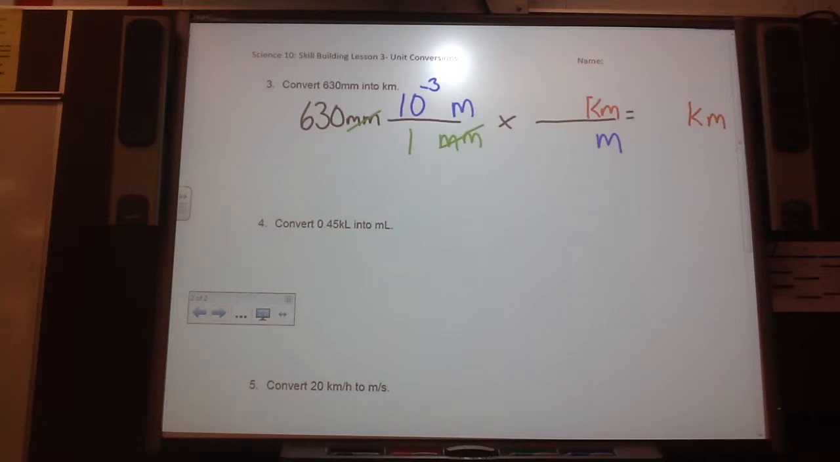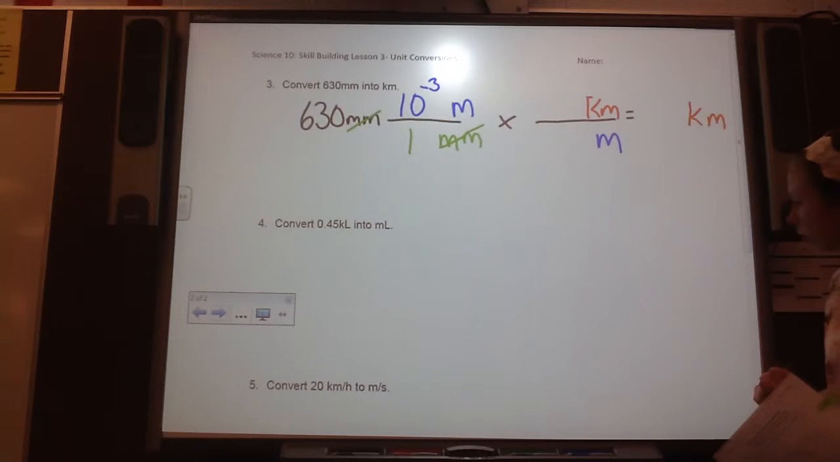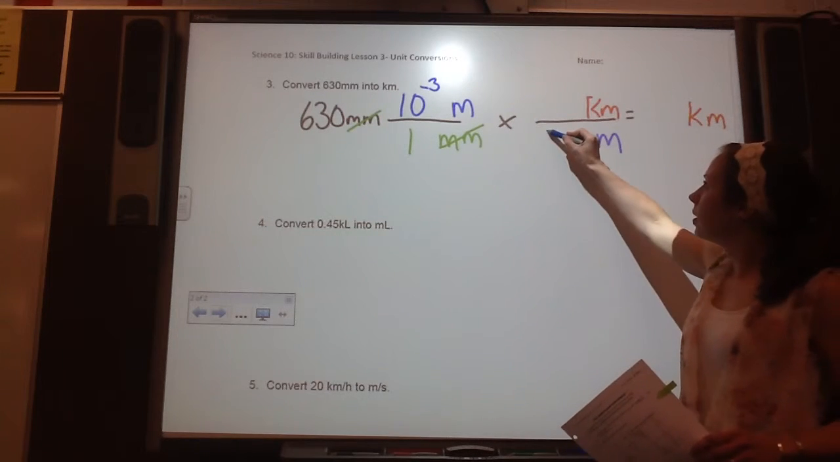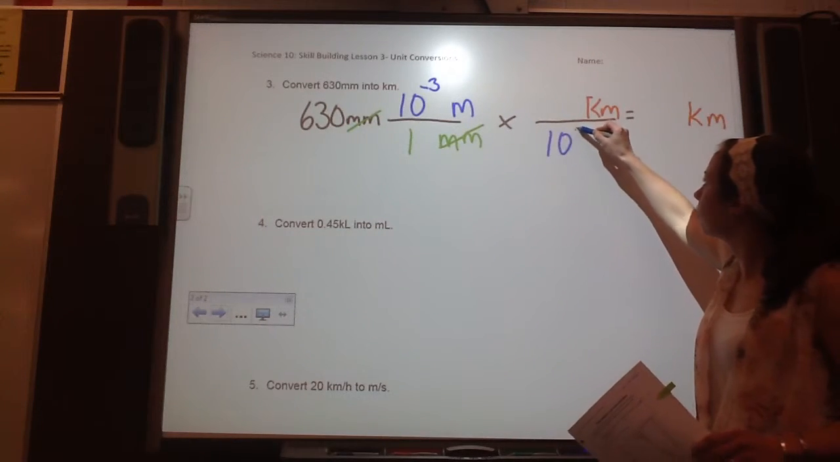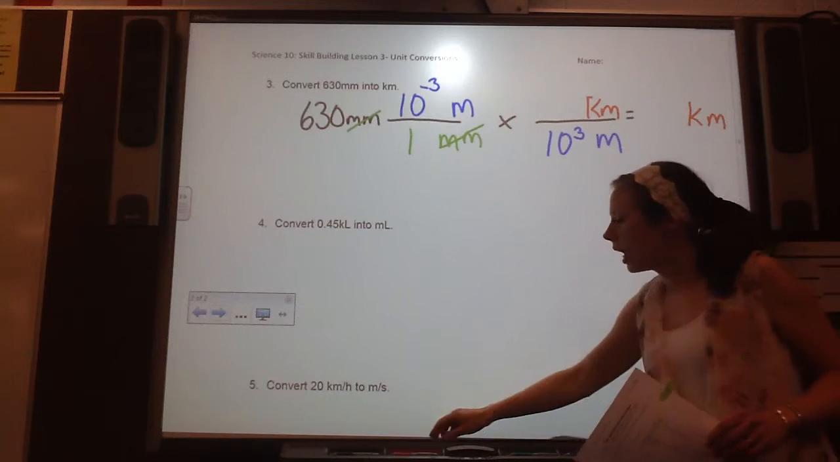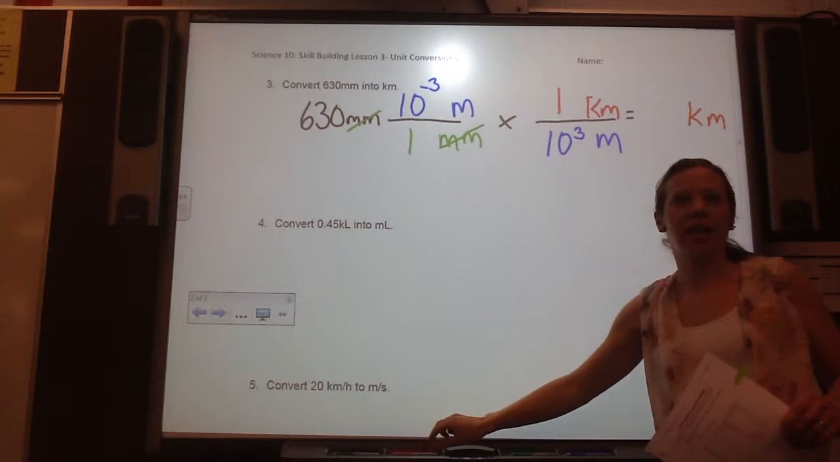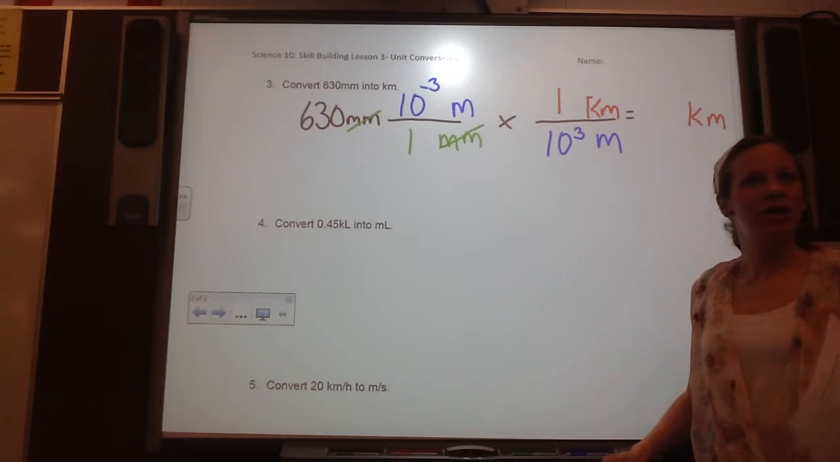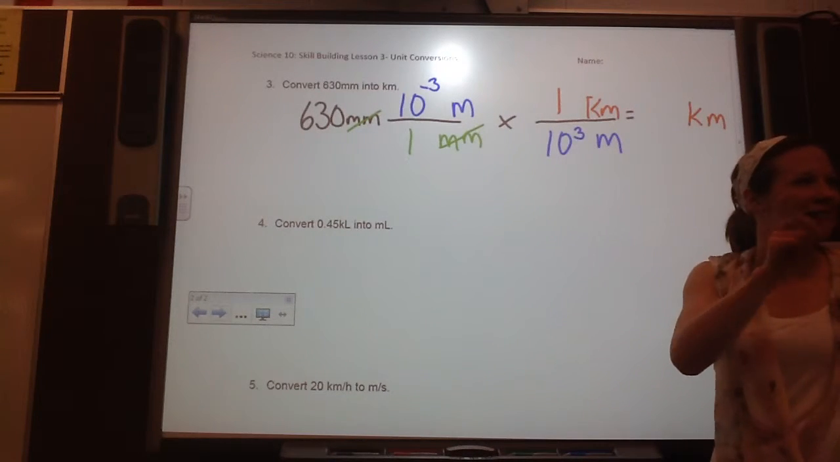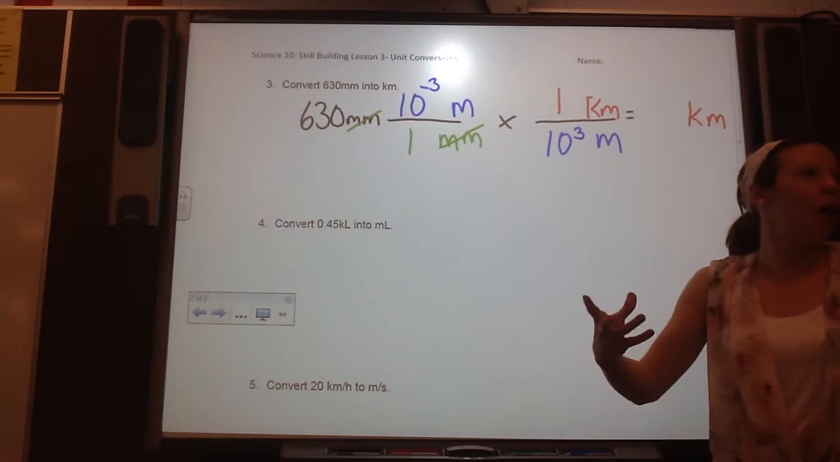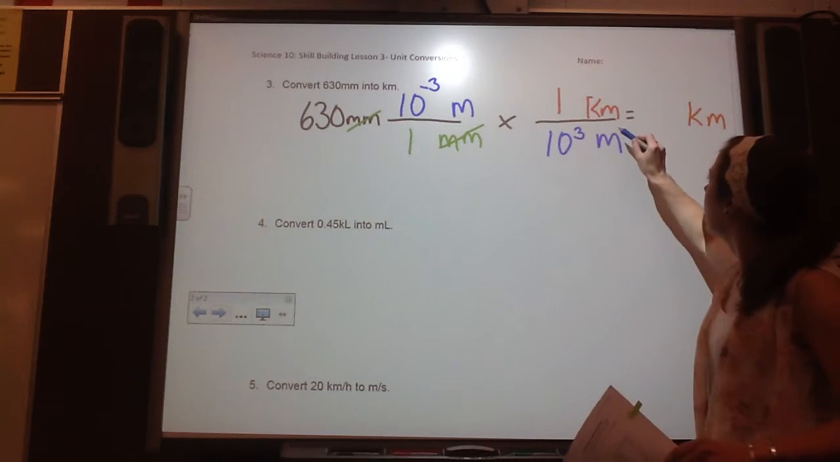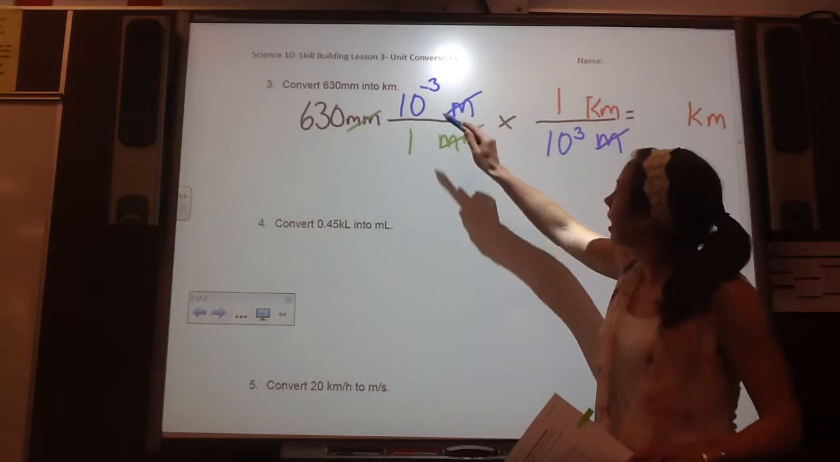So how are meters and kilometers related? There is times 10 to the power of 3 meters in every 1 kilometer. And I know I'm saying it oddly, but to show you that it's kilometer, and usually we just say kilometer, right? So I cross off my M's here.